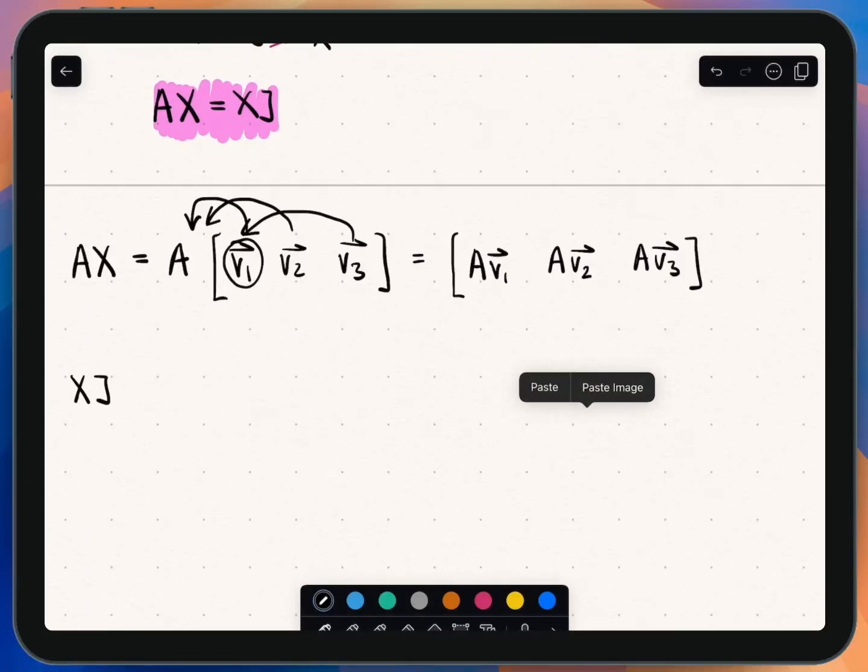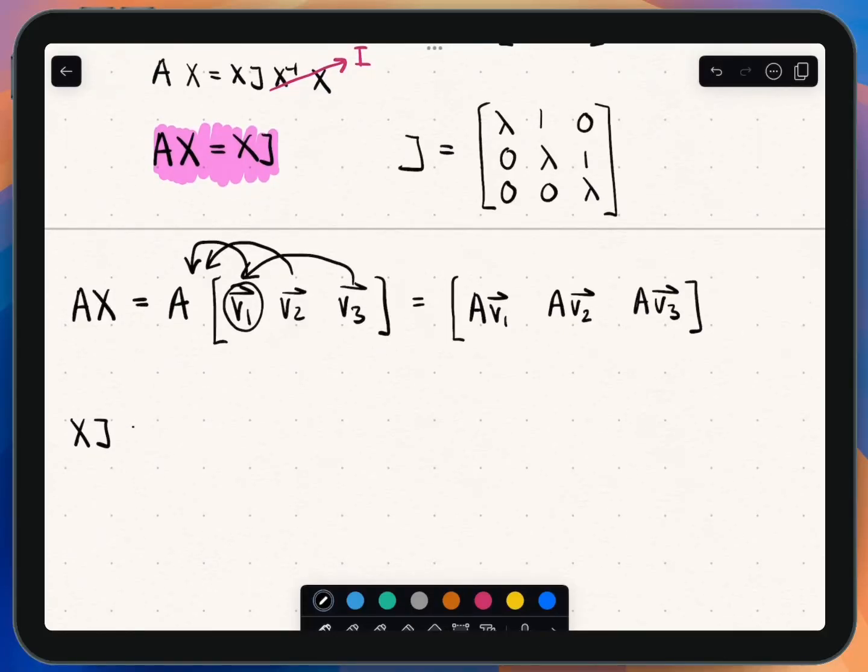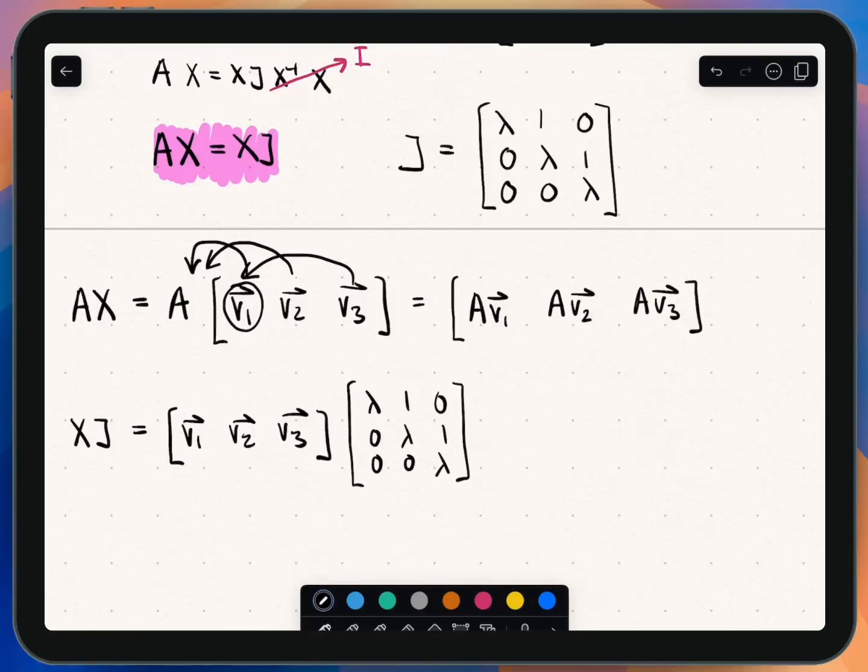And then on the other hand, we have our XJ. For the 3 by 3 case, our J is going to look something like this. We have our lambda, our repeated eigenvalue here, we got our zeros, and then we have our 1's along the superdiagonal. Now, what will I have? Well, I will have again V1, V2, V3, the columns of X. Then I'm going to have this thing: lambda, 1, lambda, 0, 1, lambda, and so on.